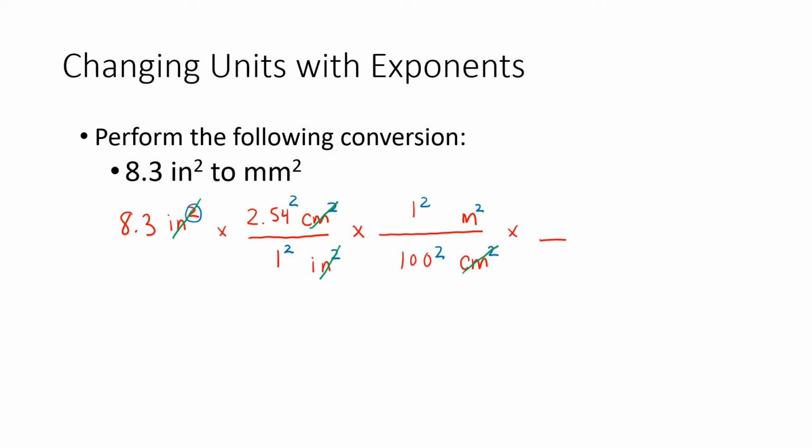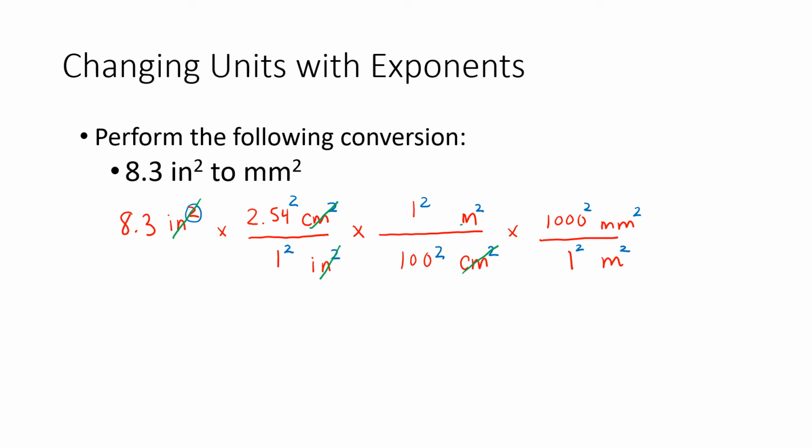And one last unit conversion, meters to millimeters. Meters the larger unit, so that's what we'll call 1. And there is 1,000 millimeters in 1 meter. The last thing we have to remember to do is square our units and square the numbers from the conversion. So 1,000 squared millimeters squared is equal to 1 squared meter squared.